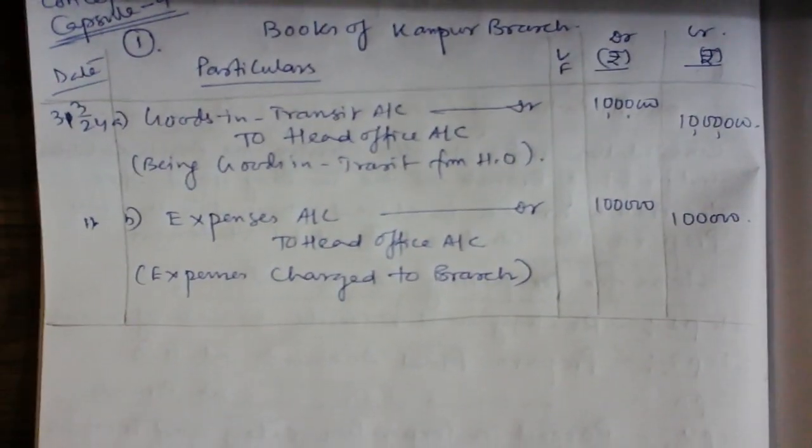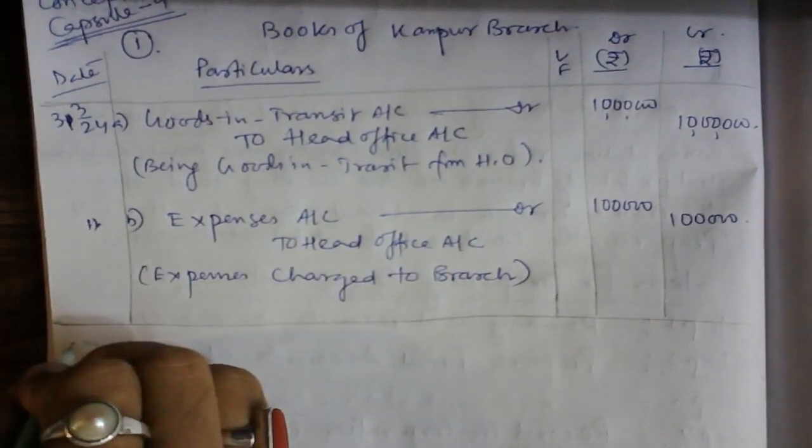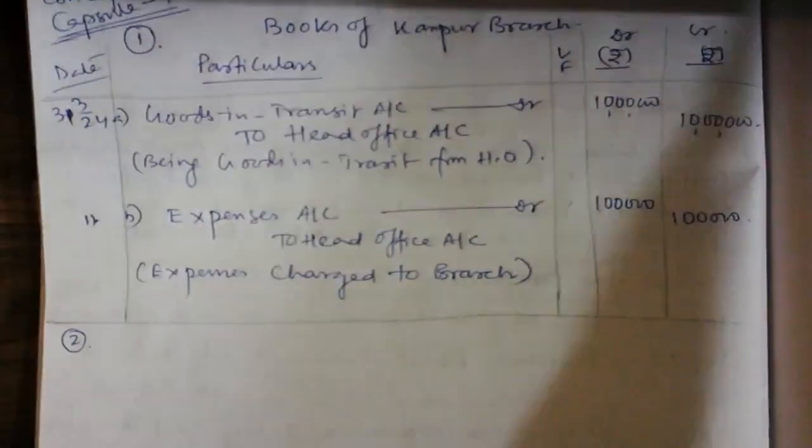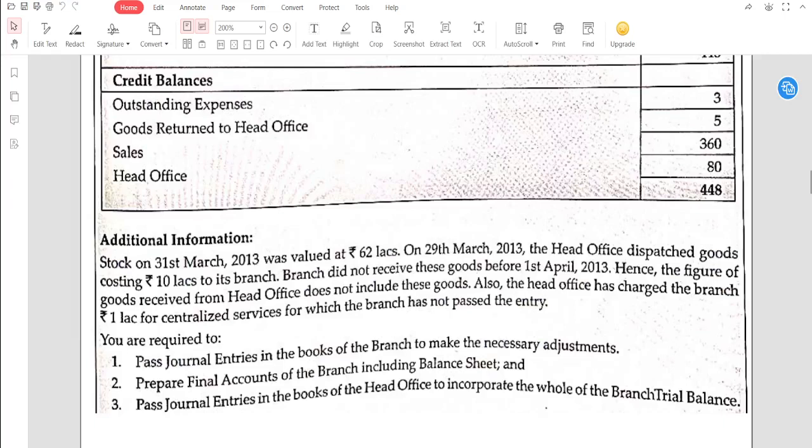Now let's see next. After this we have to do question number 2. Perfect. Now let's go to question number 2 here. What does it say? Sir, question 2 says, please prepare the final accounts of the branch including balance sheet. मुझे ब्रांच का फाइनल अकाउंट्स बनाना है, मुझे हेड ऑफिस का फाइनल अकाउंट्स नहीं बनाने के लिए बोला है. Guys, remember, we are doing the books of Kanpur branch, so we need to prepare only and only the branch balance sheet, rather than head office.